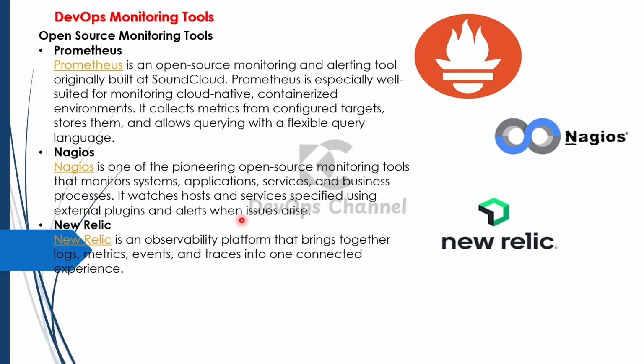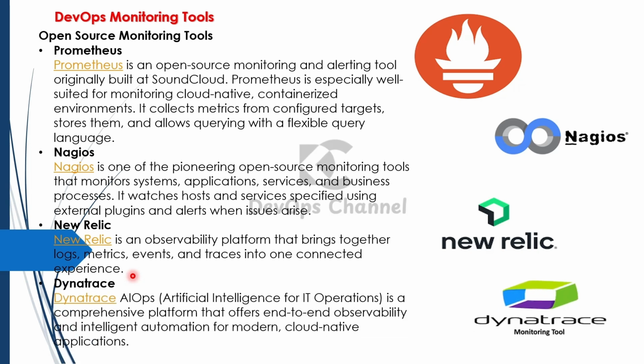Next one is New Relic. That's the icon of New Relic. It's an observability platform that brings together logs, metrics, events, and traces into one connected experience. All of them have their own features, and you should check out their pages to find out which is suitable for your software or application. Next one is Dynatrace. Basically AIOps, intelligence for IT operations, is a comprehensive platform. Dynatrace belongs to AIOps and offers end-to-end observability and intelligent automation for modern cloud native applications.